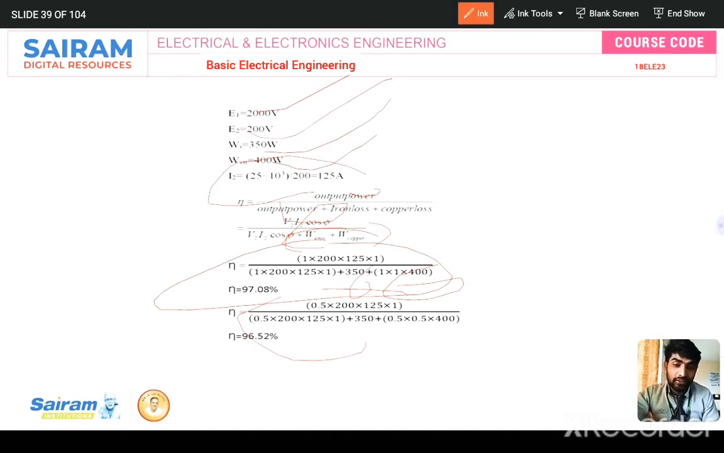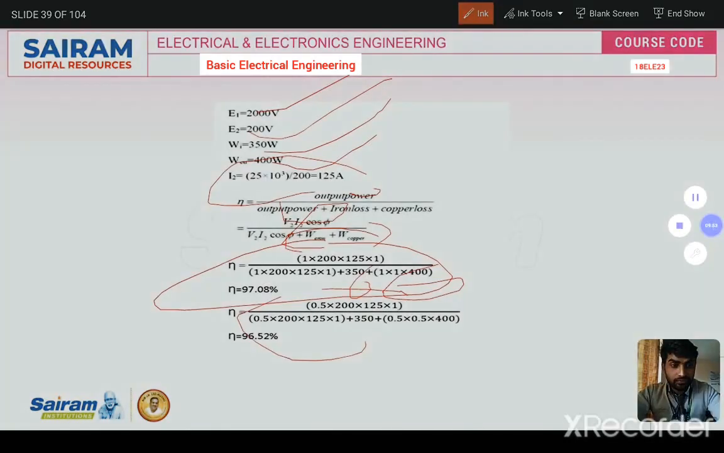Like this, this is how to solve the problem, and keep it in your mind while solving: efficiency will be more than 90%. That is just common sense. Okay. Thank you so much. We'll solve some more examination problems in the next video.